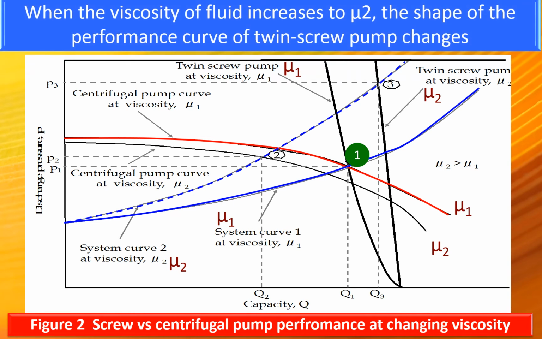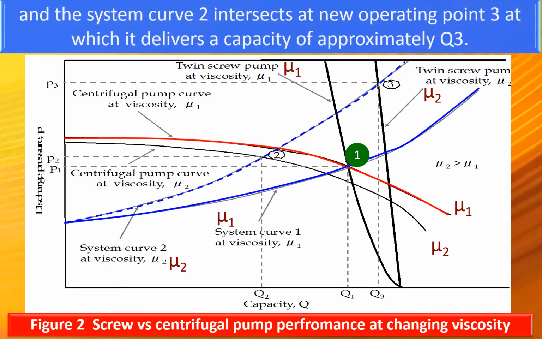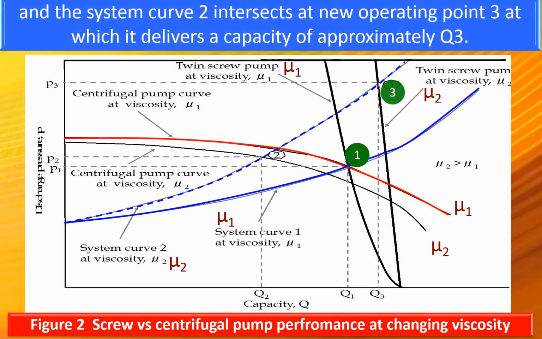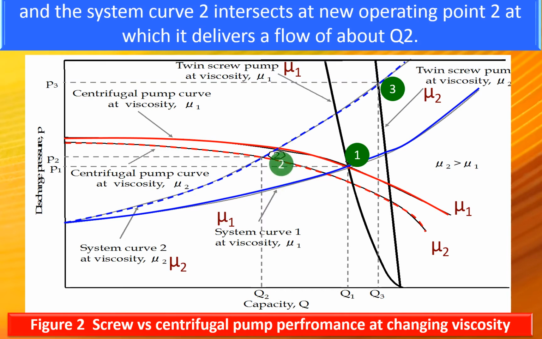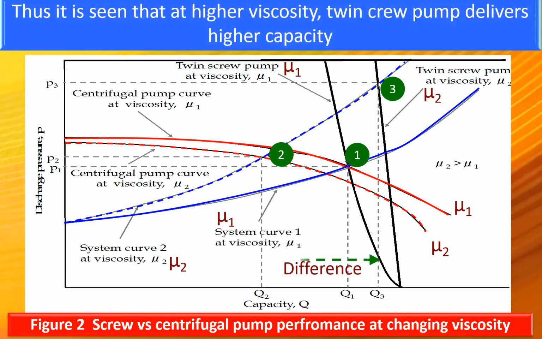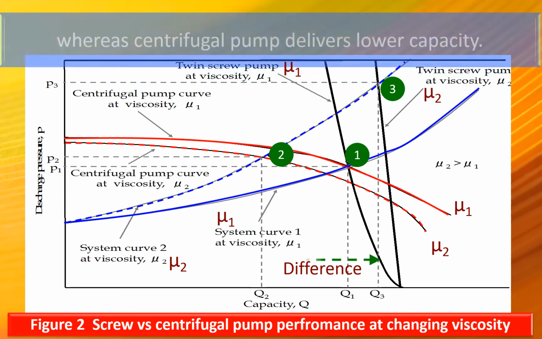When the viscosity of the fluid increases to mu2, the shape of the performance curve of the twin screw pump changes and the system curve 2 intersects at new operating point 3 at which it delivers a capacity of Q3. For the centrifugal pump with the same liquid viscosity of mu2, the shape of the performance curve also changes and the system curve 2 intersects at new operating point 2 at which it delivers flow of Q2. Thus it is seen that at higher viscosity, twin screw pump delivers higher capacity, whereas centrifugal pump delivers lower capacity.